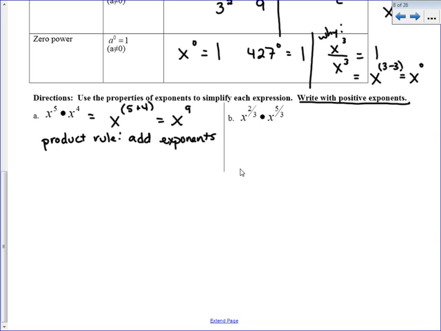So when I look at B and I'm multiplying like bases, what do I do with their exponents? It's the product rule. When I multiply bases, what do I do with the exponents? Add them. It's the same rule. It just looks worse because there's fractions. But I'm going to take my exponents 2/3, 5/3, and add them.